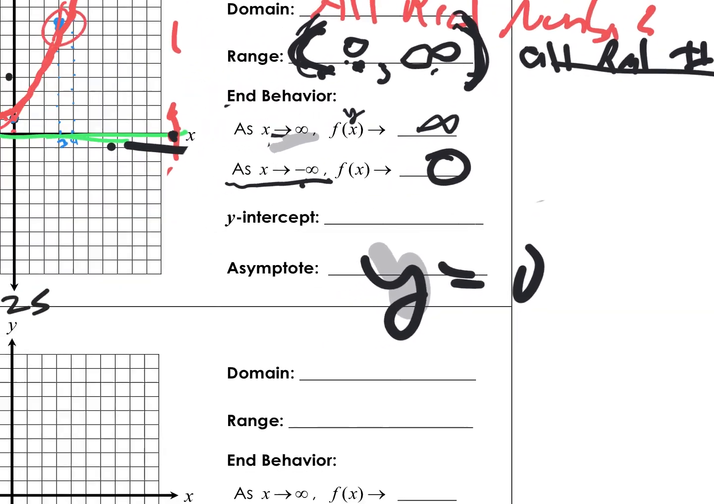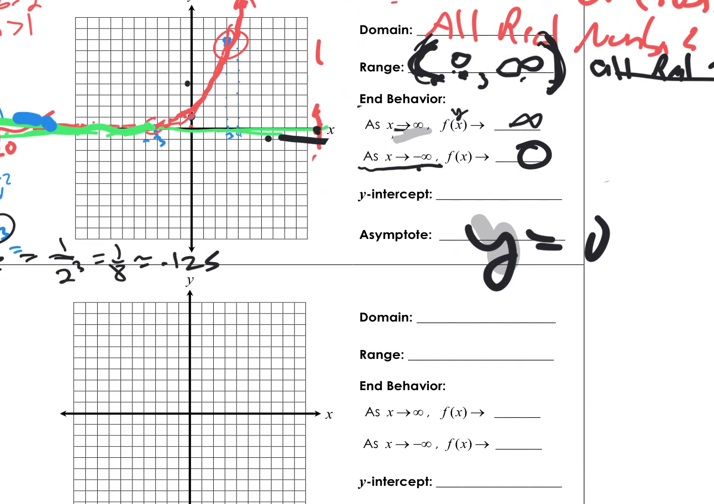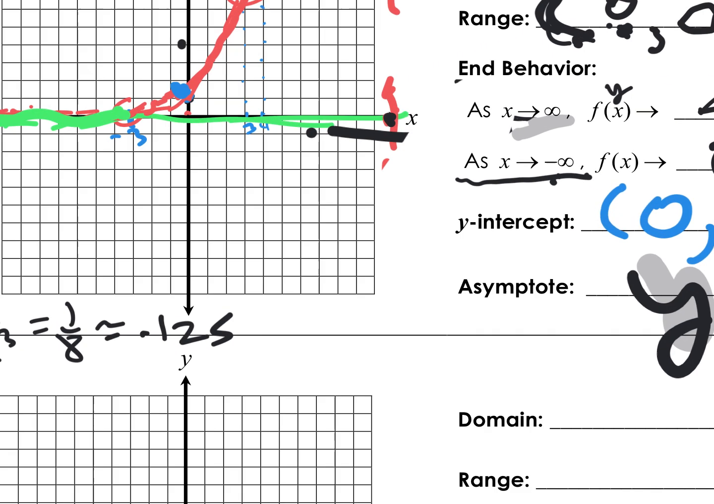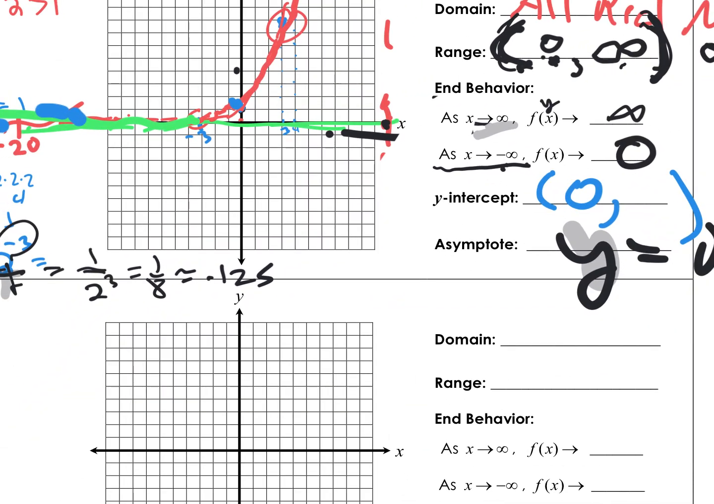Anything else? Oh, I need my y-intercept. That was the first point I graphed. It's when the x is 0. What happened when x was 0? I have it in the graph. I marked it right here. What's that ordered pair? That blue dot.